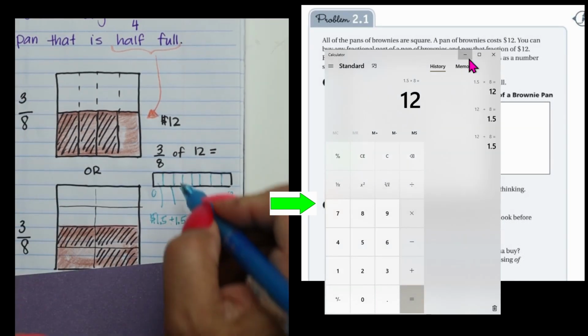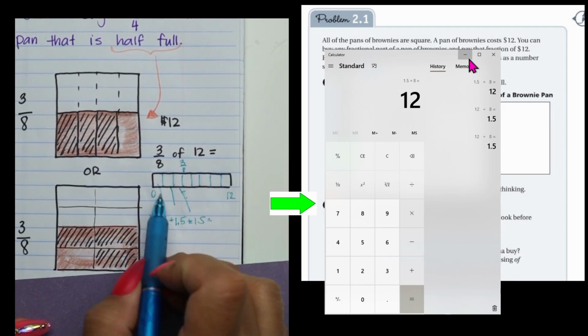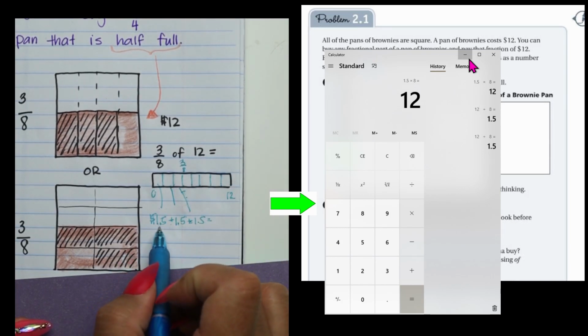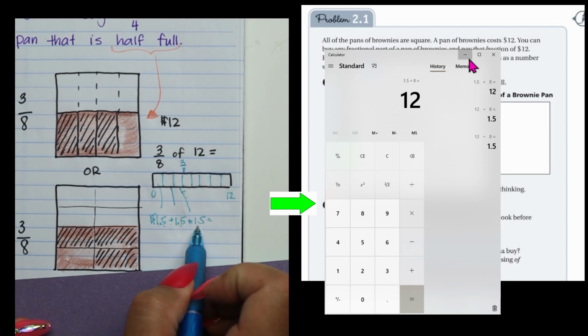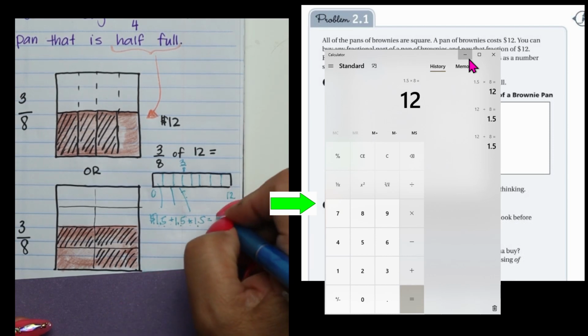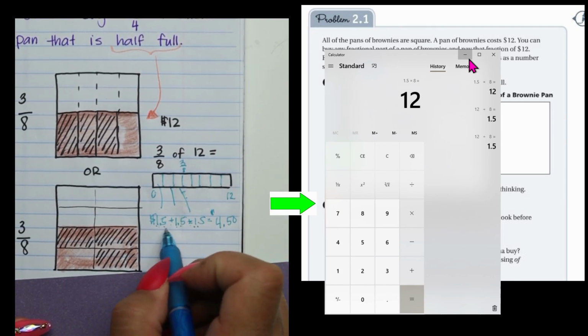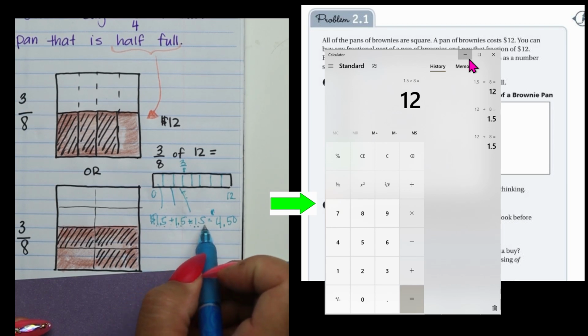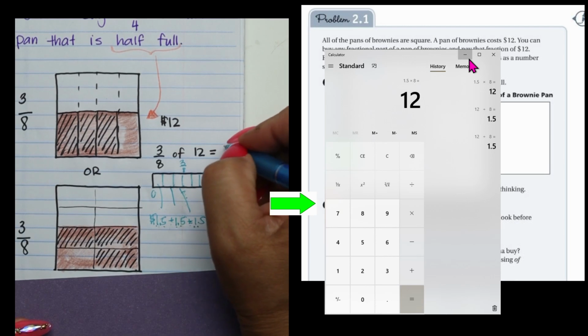so if 3 pieces equal $1.50 each, so $1.50 plus $1.50 plus $1.50 equals $4.50. You have $1, $2, $3, 2.50 equals $4, and you have 50 cents left over. So $4.50 is 3/8 of 12.